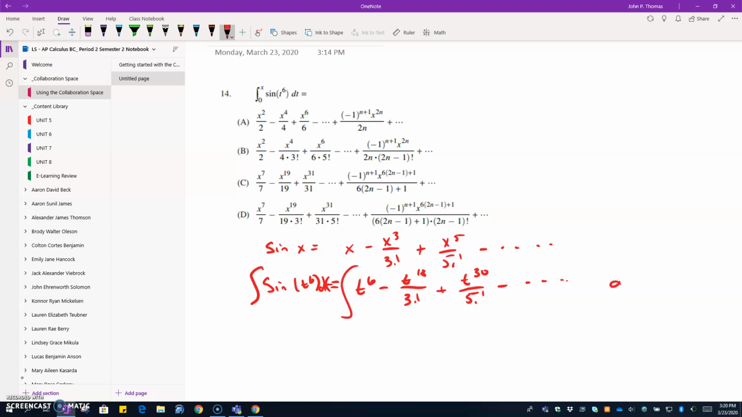So I'm taking an integral of this side with respect to t. If I do that, that first term, I raise the exponent and divide, so I get 1/7 t to the 7th, minus the next one, I raise and divide, so I end up with t to the 19th over 3 factorial times 19. In the next one, I end up with t to the 31st over 31 times 5 factorial, and so on.